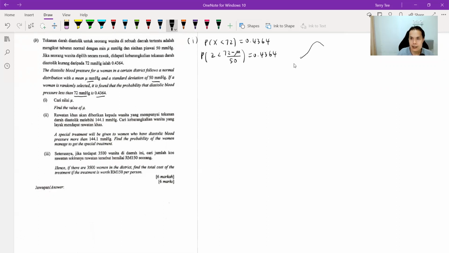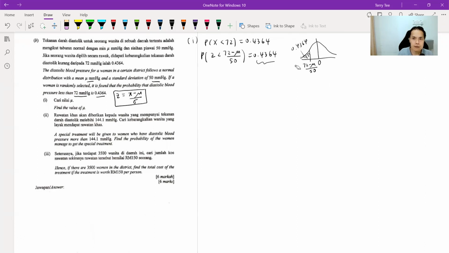Okay, let's do a sketch. I like to do a sketch. Before you standardize, it is 72. After you standardize, it becomes 0. Remember, the formula for standardization is x minus mu over sigma. It gives us our z value, right? So this z value has to be on the left. This is 72 minus mu over 50, less than 0.4364. Now, be sure you do a rough sketch because it depends on a couple of things: the sign here and the probability here.